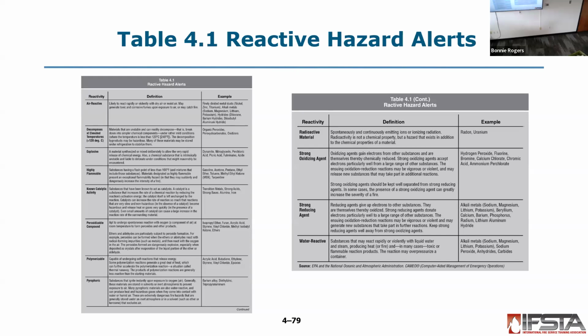Polymerizable. Capable of undergoing self-reactions that release energy. Some polymerization reactions generate a great deal of heat, which can further accelerate the reaction, a situation called thermal runaway. The products of polymerization reactions are generally less reactive than the starting materials. Examples: acrylic acid, butadiene, ethylene, styrene, vinyl chloride, and epoxies.